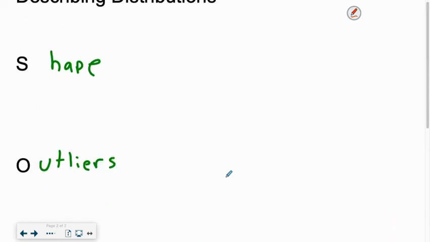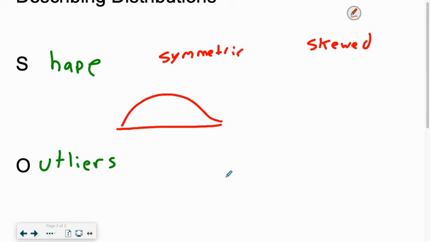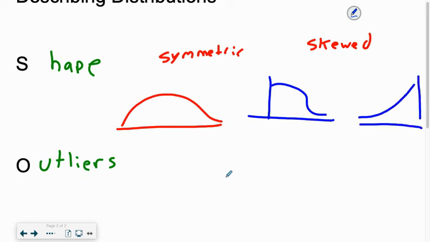when you're describing shape, you're describing, is it symmetric or skewed? So something symmetric is going to look like that. If you would fold it over, it would match up. Now skewed, you have two options. It can either be skewed left or skewed right.